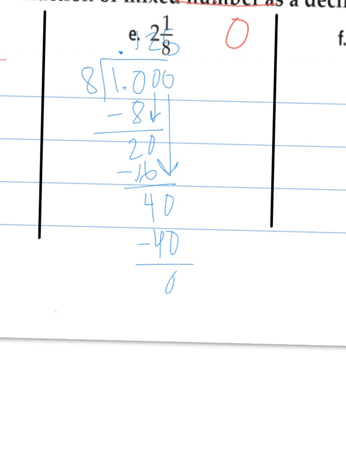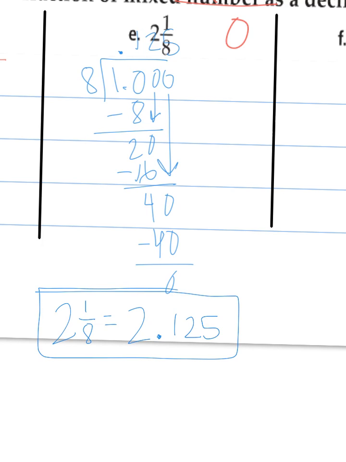So 2 1/8 written as a decimal, well, our whole number stays 2, and we just found that the 1/8 is written as 125 thousandths. So there is our answer.